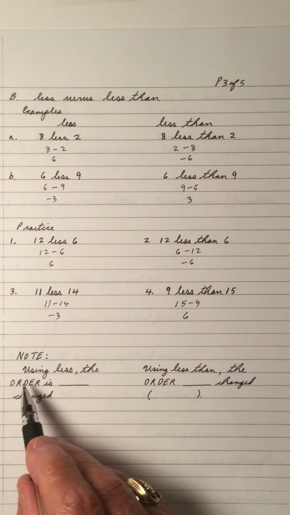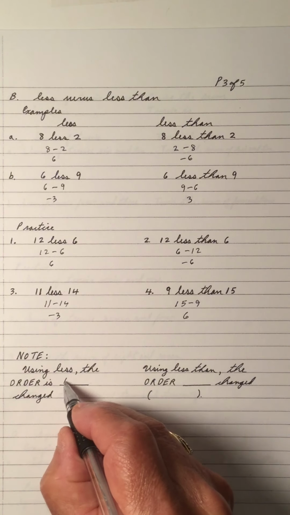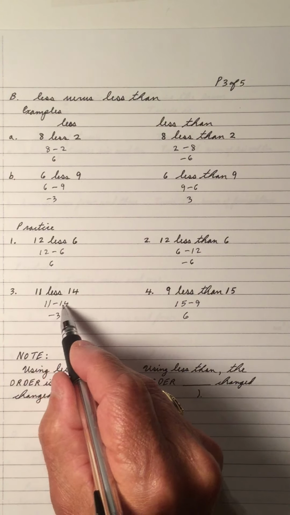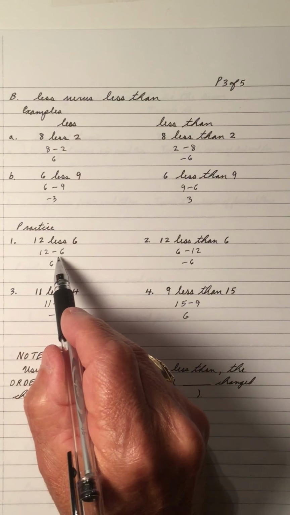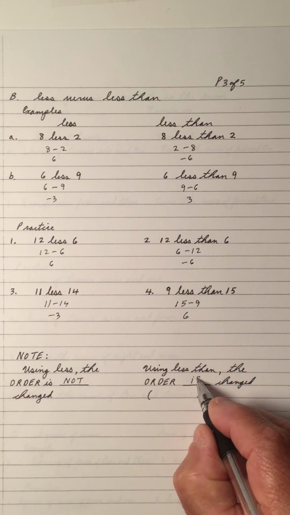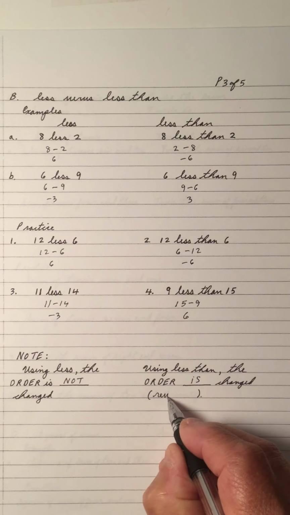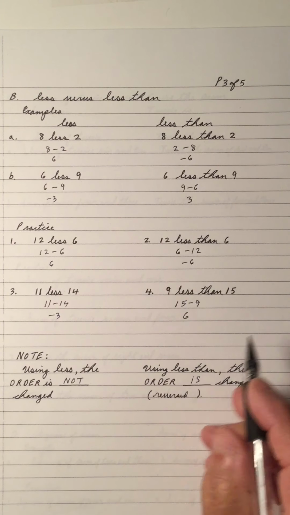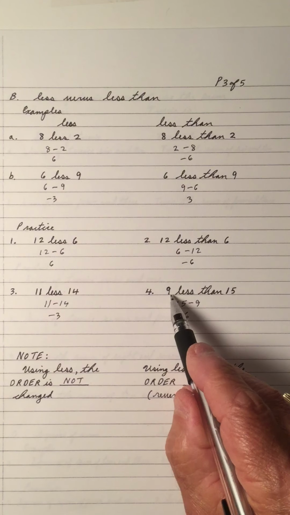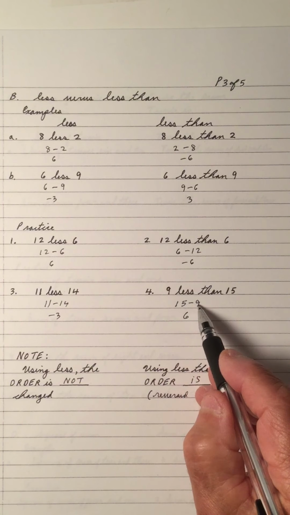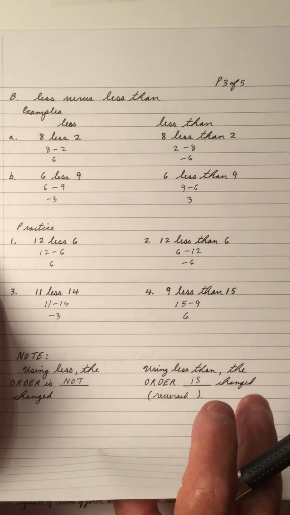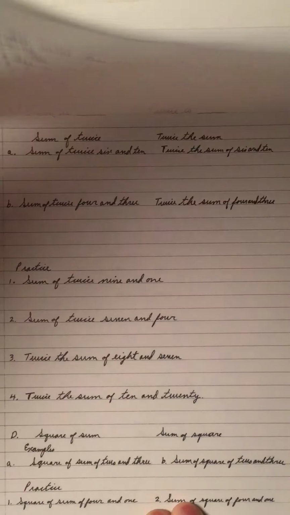And again, note, using less, the order is not changed: 11 less 14 is 11 subtract 14, 12 less 6 is 12 subtract 6. Using less than, the order is changed or reversed. So less than is similar to subtract from. Notice the order: 12 less than 6 is 6 subtract 12. 9 less than 15, 15 is first, 9 is after. So the order is changed. Keep it in mind: less than reverses the order.